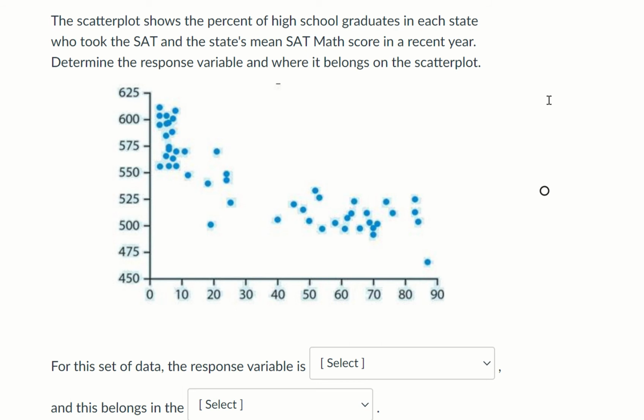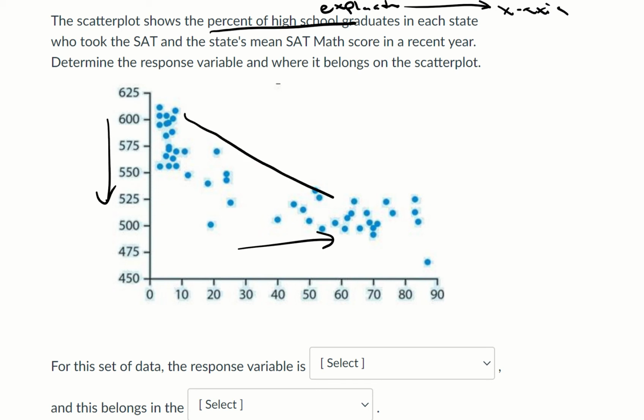Okay, so in this case, the percent of high school graduates is going to represent the explanatory variable, and that's what this x-axis represents. So this right here is my explanatory, and this goes on the x-axis. And if the percent of high school graduates increases, it looks like the SAT score decreases. That's what it looks like here based off of this pattern. As the percent of these guys that take it increases, the score looks like it's going down, overall.